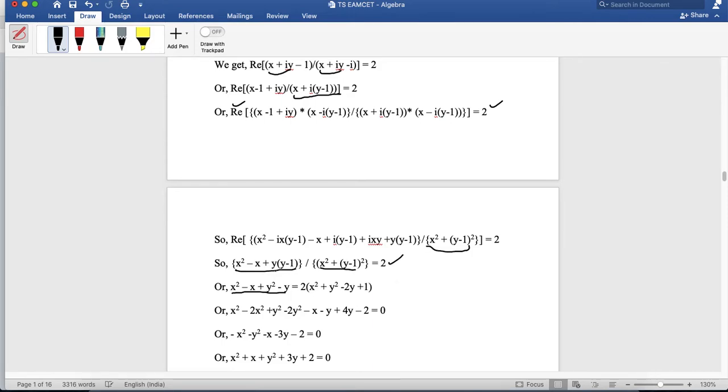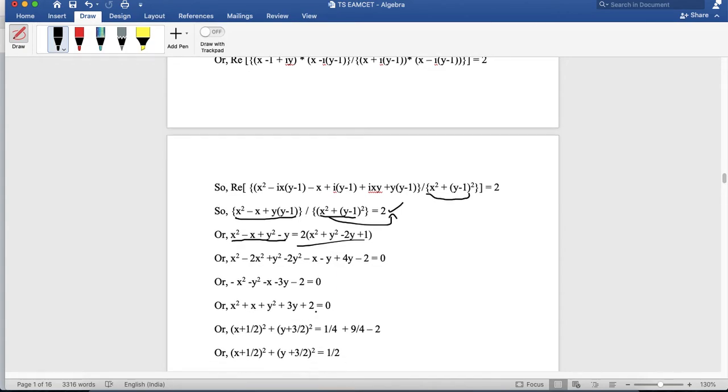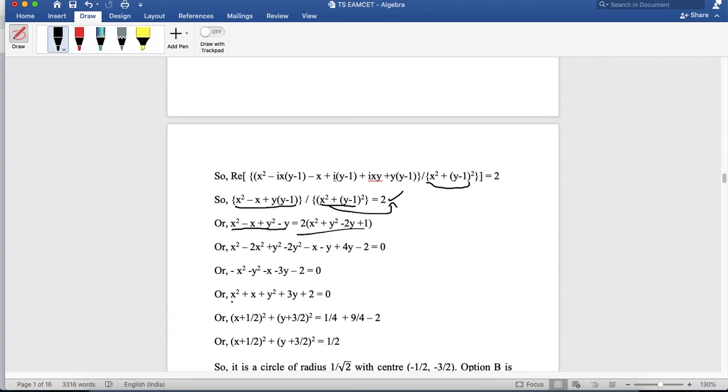So this is 2. Just take this over here, multiply by 2, and bring this whole expression to the left. You are left with what? x square plus y square plus 3y plus 2 equals 0. And we always know that if the coefficients of x square and y square are the same sign and same size, so both are +1, then this is usually the equation of a circle.